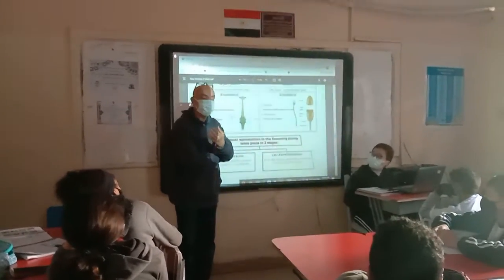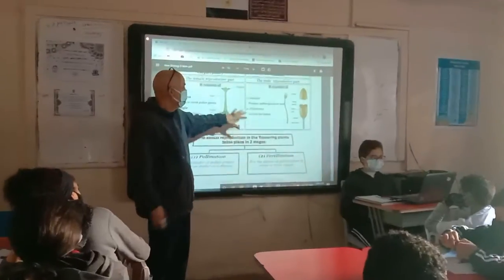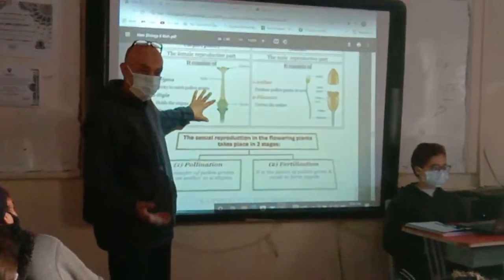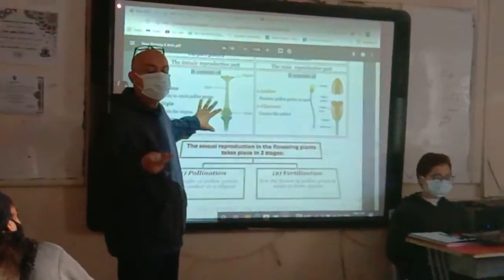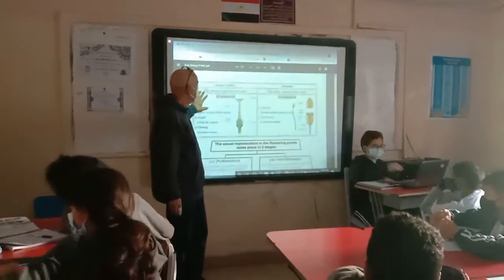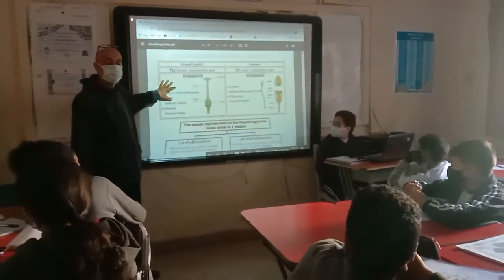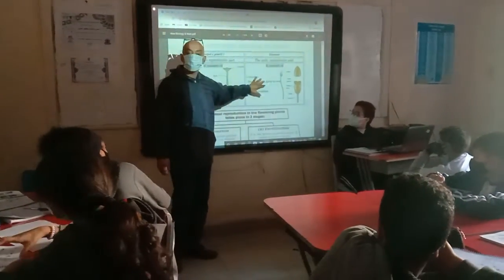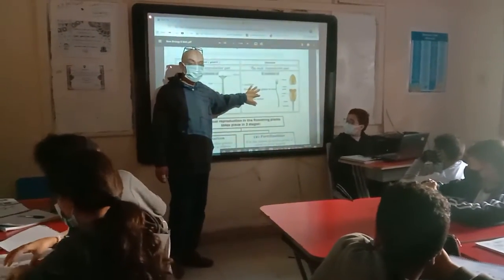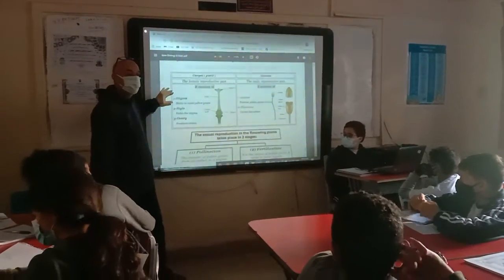We conclude that the flower consists of essential parts and non-essential parts. This table explains and shows you two different important parts existing inside the flower. The first is the female reproductive part, which is called the pistil or carpel, and the male reproductive part, which is called the stamen. Each one of them consists of many parts.